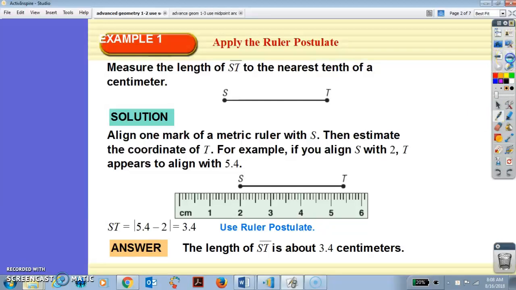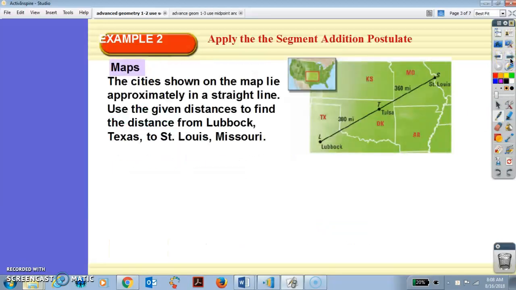All right. So, apply the segment addition postulate. This one actually is a postulate that makes sense. This one's useful. You are going to be using this in proofs. It's common sense, but it's actually one that is useful.